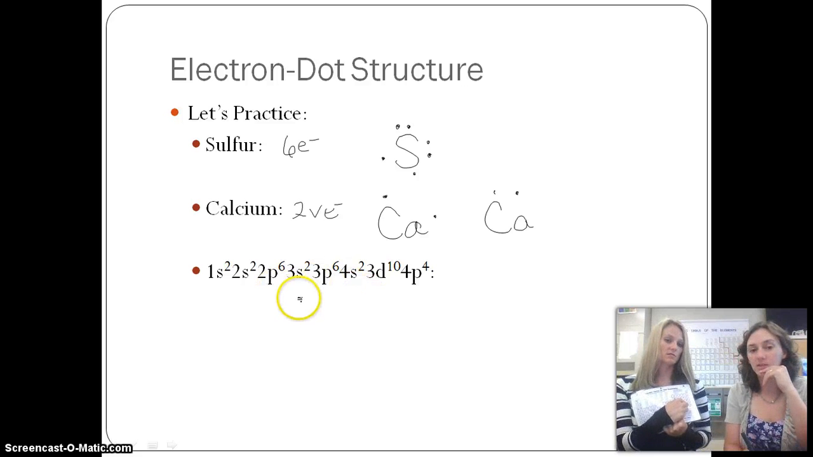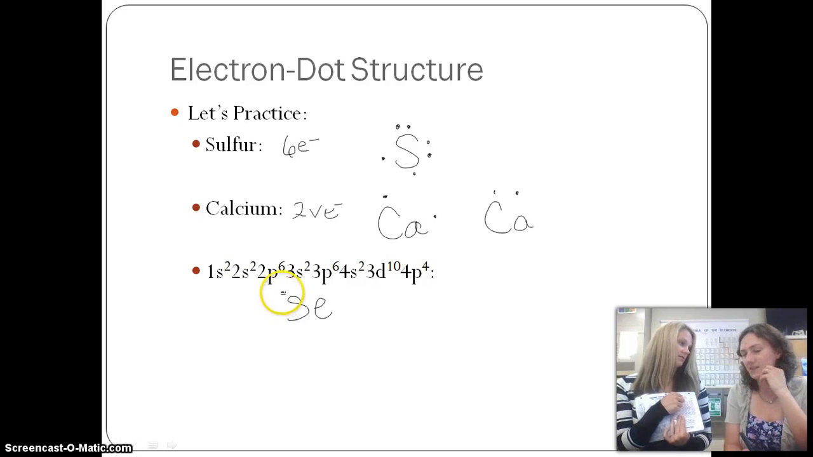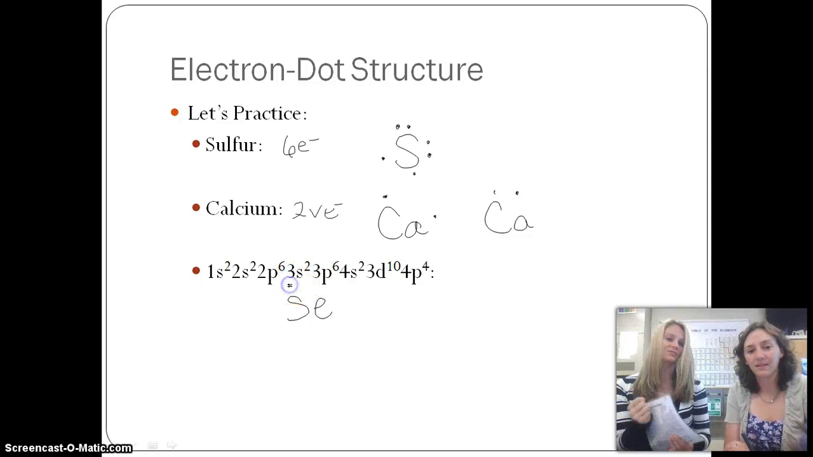Another way you could do this also, count up all of your superscripts to find how many electrons you have. That will be the same as your atomic number. Se is also in group 16. You picked a lot of 16 groups. I sure did. Sorry. Group 16, so we're still going to have 6 electrons on this one as well. 1, 2, 3, I'm going to do it my way, 4, 5, Tandra will do it her way, 6. And that's fine.